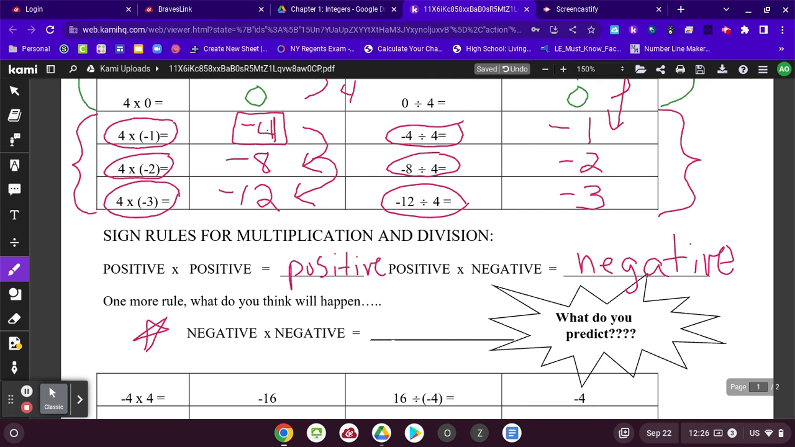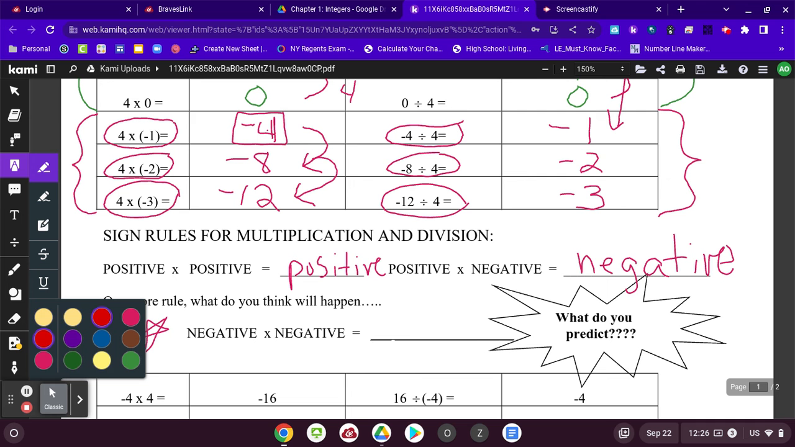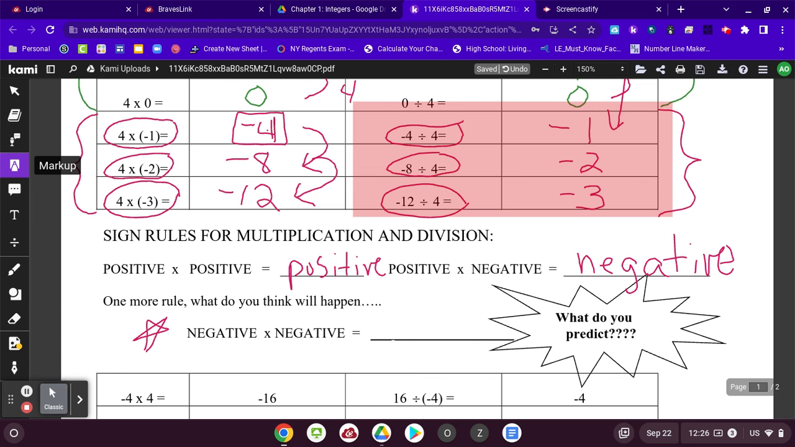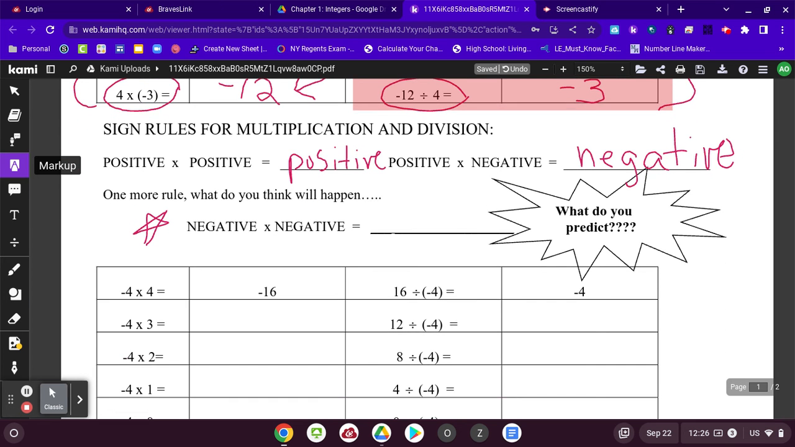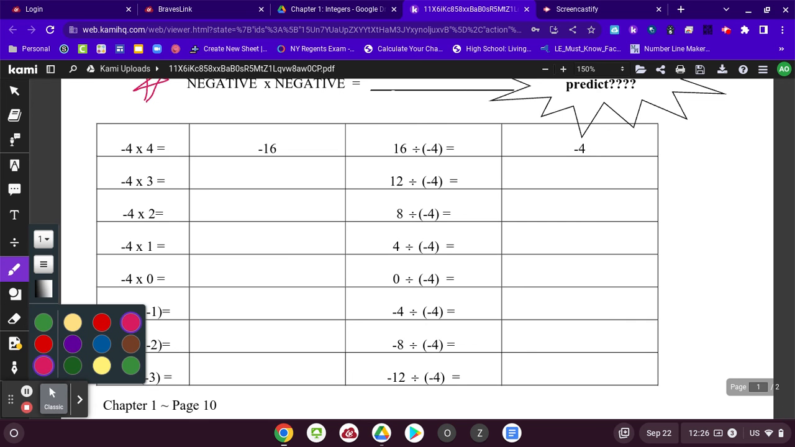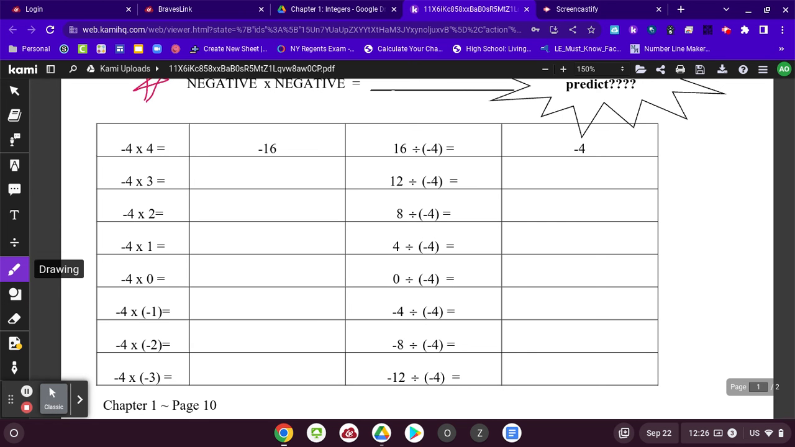So I'm actually going to start. I wish I could highlight. Why can't I highlight? I'm going to try a different color. There we go. With this information right here, I'm going to come down to a new table to see if I can figure out what happens with two negatives.